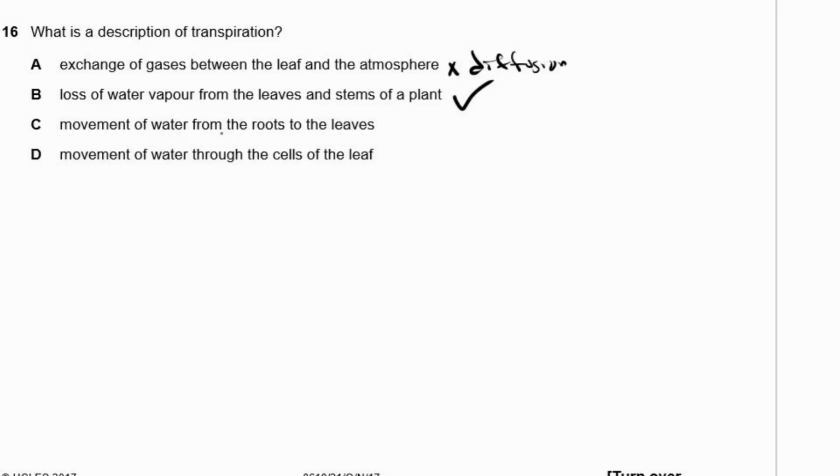Is it the movement of water from the roots to the leaves? No, one of the reasons water moves up is because of the pull of transpiration, but that's not a description of transpiration. That is an effect of transpiration. And D, the movement of water through the cells of the leaf. No, that just goes through osmosis. Okay, so it's not D. Osmosis or diffusion, depending on if it's water vapor in the air spaces or if it's water going between cells. Okay, so the answer is B.